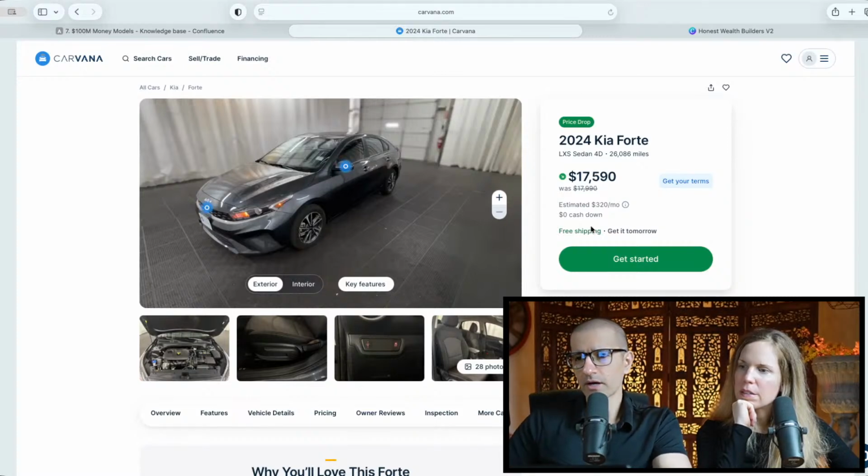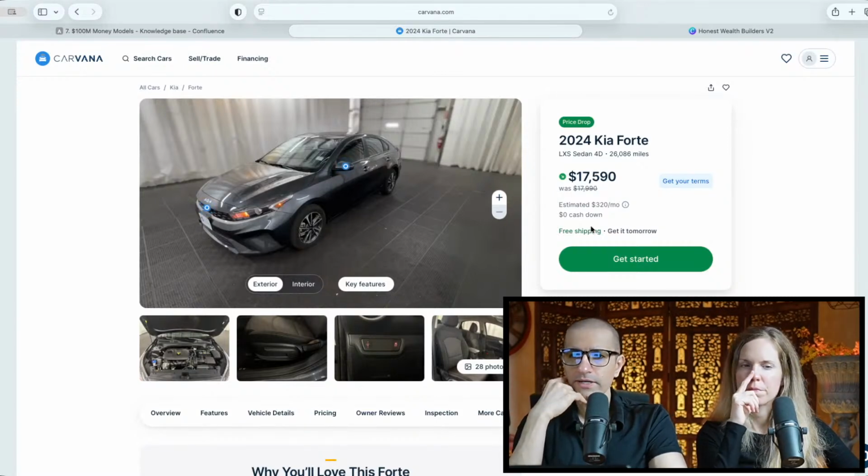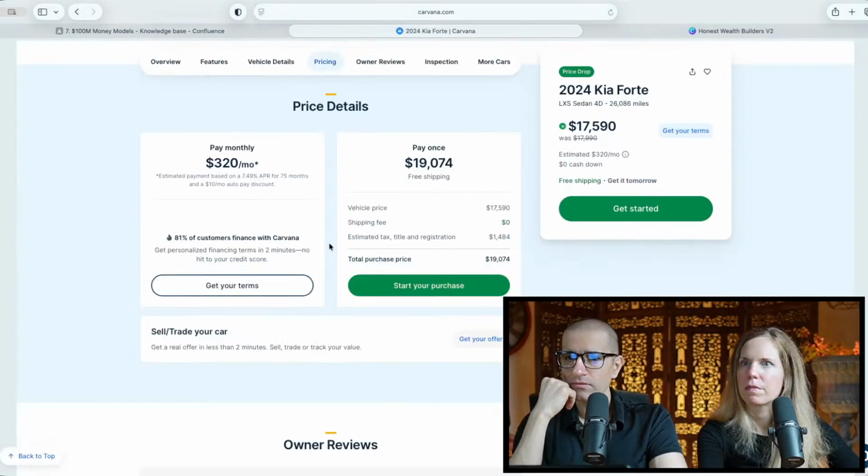Okay, all right. I mean, it's similar to what rental car companies do, right? So $0 cash down, $320 per month. That's really low. Oh, they have a financing partner, right? So they get their money.